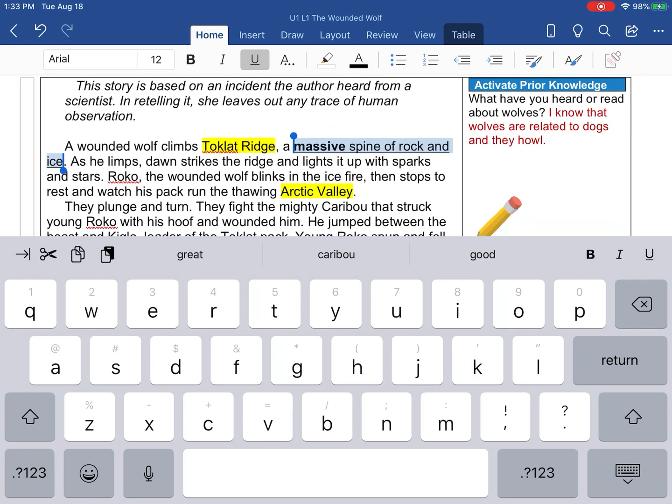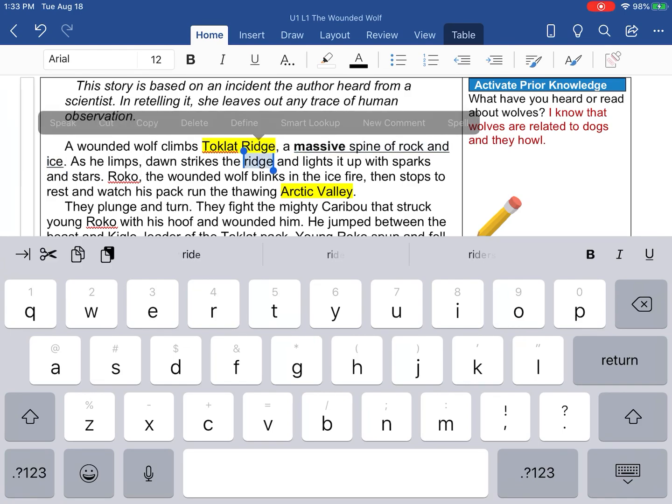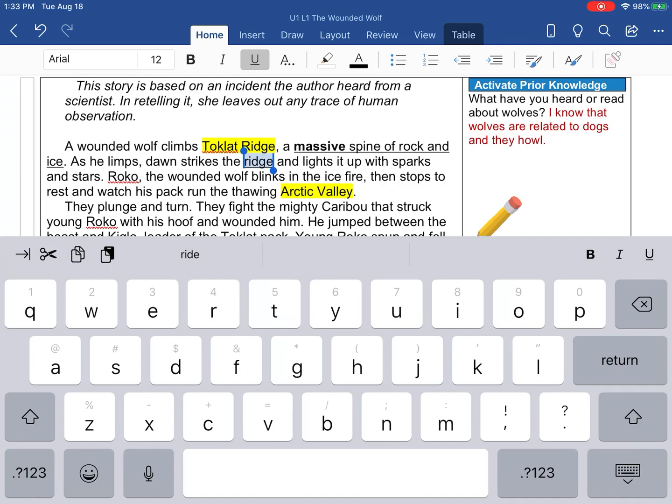Well, it does say that dawn strikes the ridge. So it does talk about a ridge. So you could underline this in either place, here or up above. So you could technically have something underlined and highlighted there, okay? So a ridge is typically part of a mountain range, okay? So that's how we mark the text.